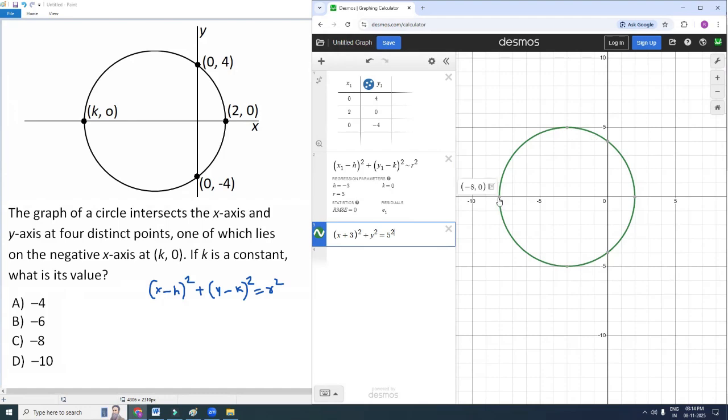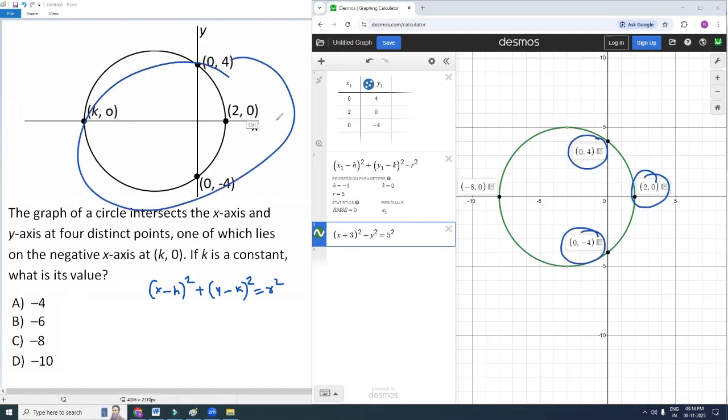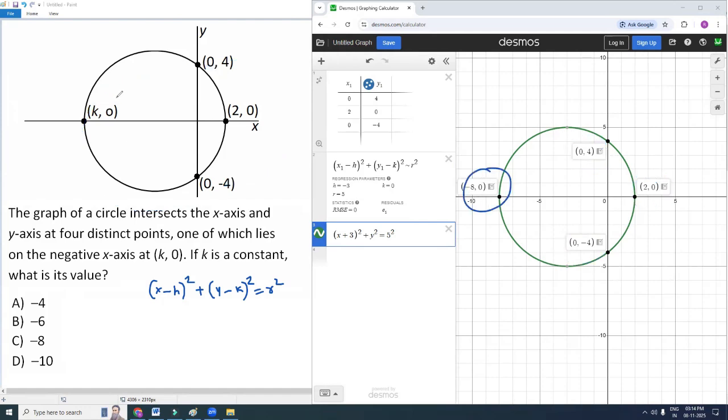Now let's consider the points over here, here, here. Already we have these points (0, 4), (2, 0), (0, -4) in the given figure. Now let's consider this particular point that we have at the place of (k, 0). So at the place of k, we have -8. So here I got the value of k, that is -8. We find -8 in answer choice C. The correct answer choice for this question is C.